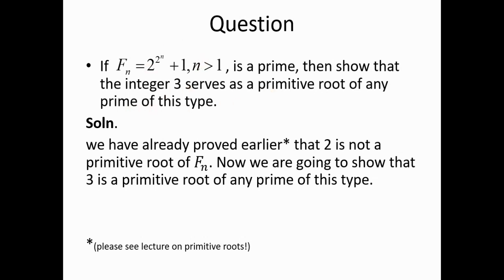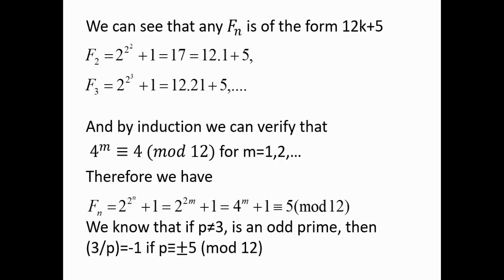So we have already proved earlier that 2 is not a primitive root of Fn. We have seen already that 2 is not a primitive root of Fn. You can see that lecture on primitive roots. But now we are going to see that 3 is a primitive root of this number. Now, we can easily see that Fn is a number of the form 12k plus 5.